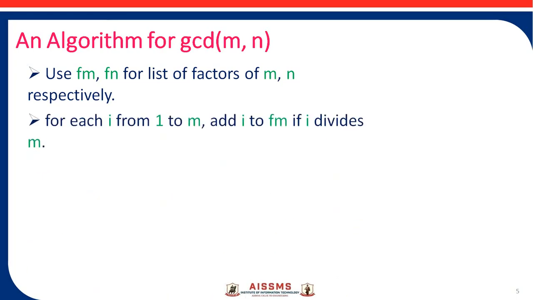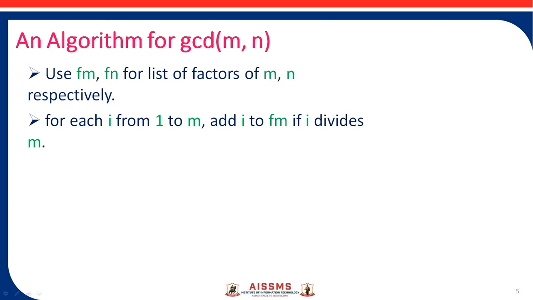So I'll declare two lists for the two factors lists. And then we have to calculate these factors and store these values in our lists. This is going to be calculated by using this for loop. So here the for loop varies our I value from 1 to M, because we know the range of factors is between 1 and the M value. So I varies from 1 to M and we add that I value to our factors list if that I perfectly divides M.